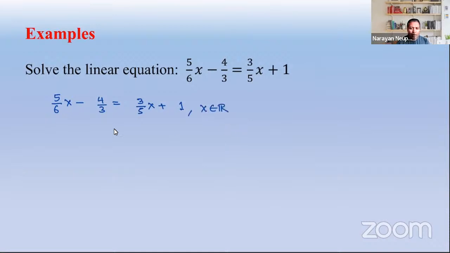But what is that particular real number? So x will be a real number, but what would be that particular real number that will satisfy this equation? So we want to find that. For that, because there are fractions here, we want to remove the fraction.